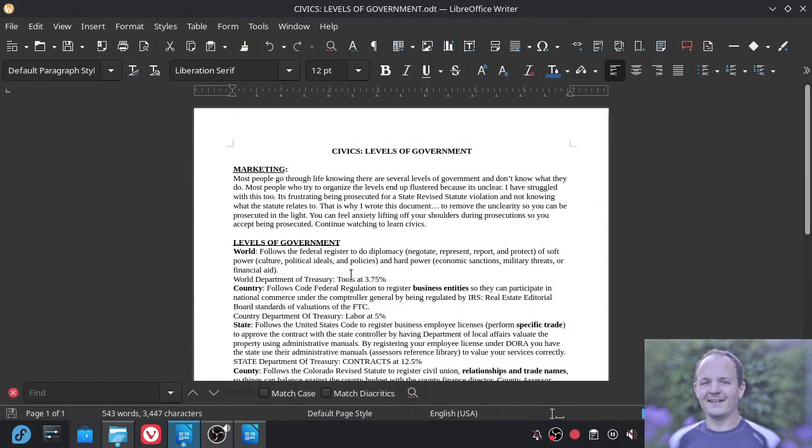Civics levels of government. Most people go through life knowing there are several levels of government and don't know what they do. Most people who try to organize the levels end up flustered because it's unclear. I've struggled with this too.